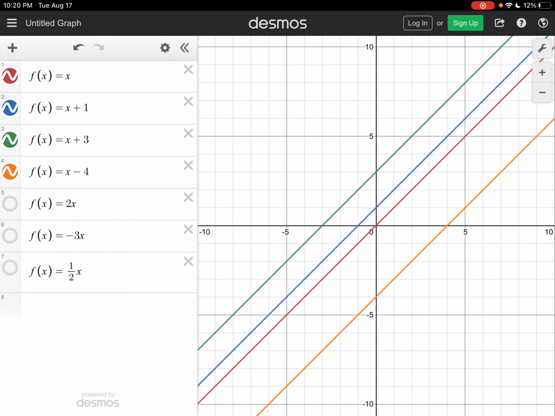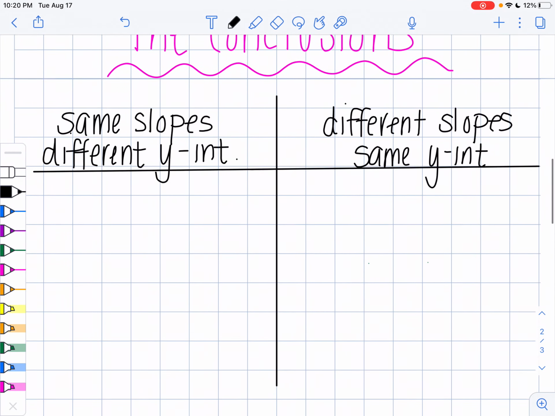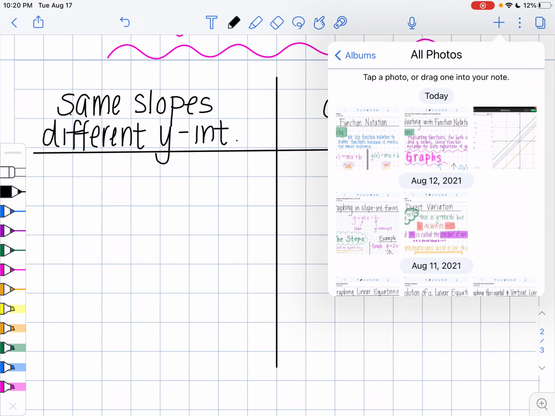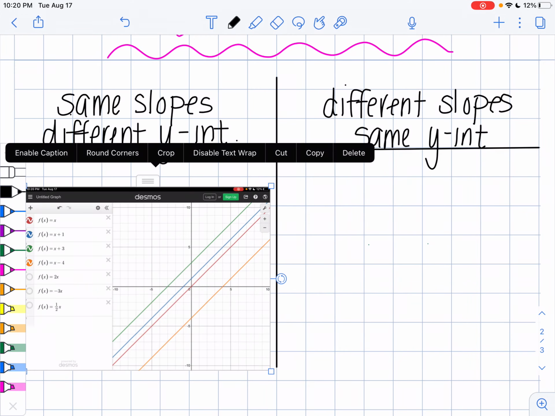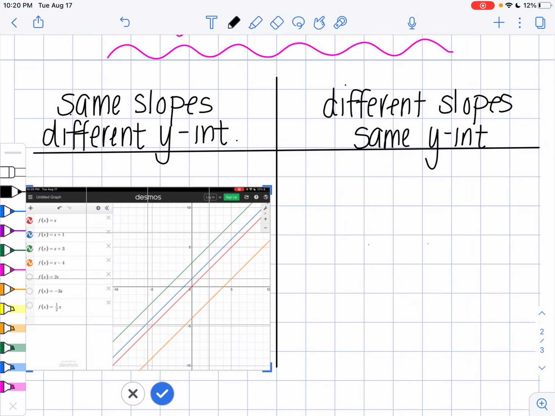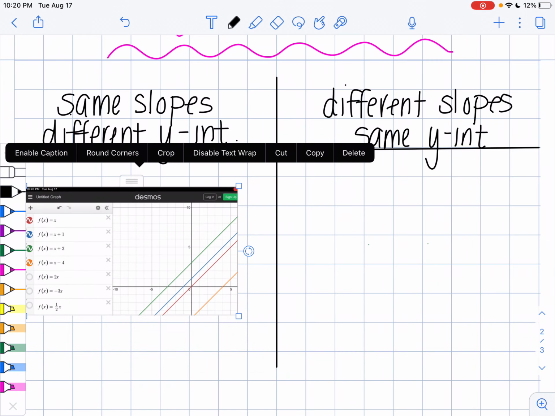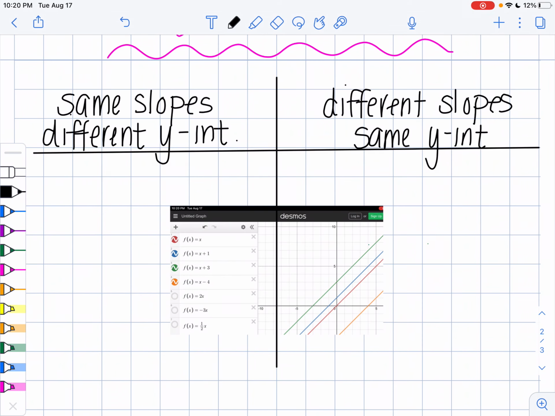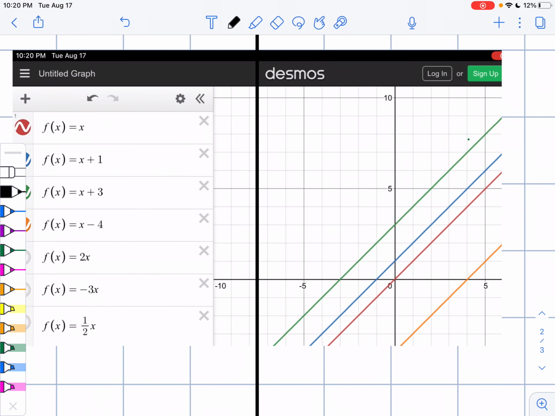We're going to take a photo of this and bring it back into our notes here, add it in, and make some notes on it. I'm going to crop it a little bit so that we can figure out what we have going on. We're just going to make some conclusions. I'm going to zoom in so we can see what's going on.